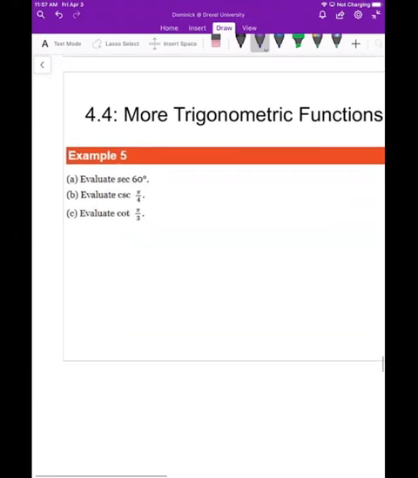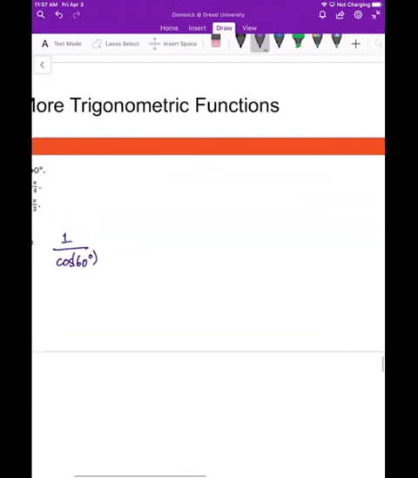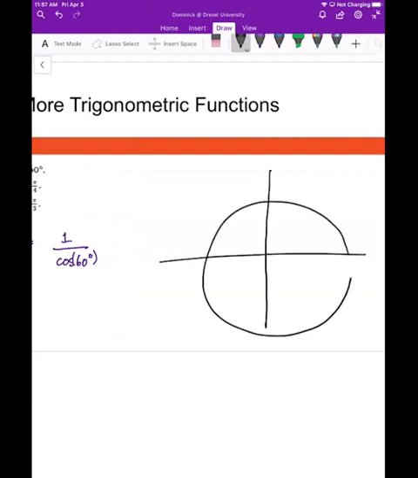Okay, so let's talk about how we can evaluate some of these reciprocal trig functions. If I want to find secant of 60 degrees, that means that I need to find 1 over cosine of 60 degrees. So let's find cosine of 60 degrees. If I draw 60 degrees, I know that I have an angle that's somewhere about here. And then I have a 30, 60, 90 triangle here.